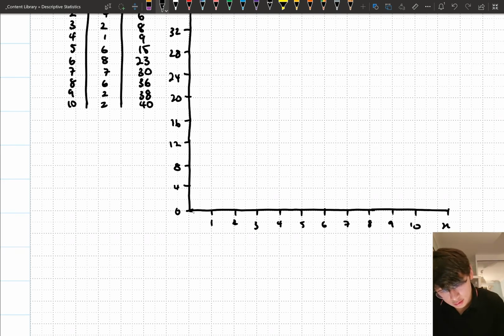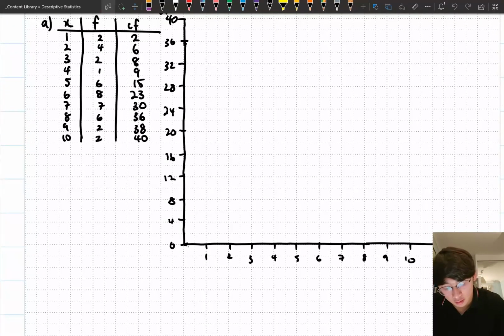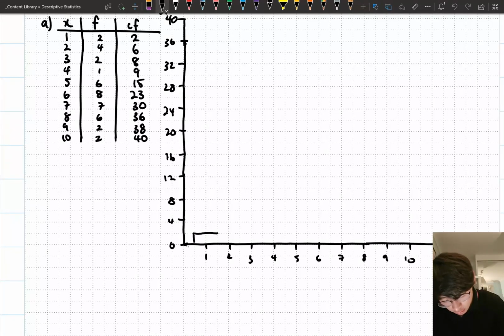This is X, and I'm going to draw on my columns for each one of these scores. If you have a look at the cumulative frequencies for each score, in my right hand column, X equals 1 had a cumulative frequency of 2. Let me draw the top bits and then we'll go down. 2, then I went up to 6.